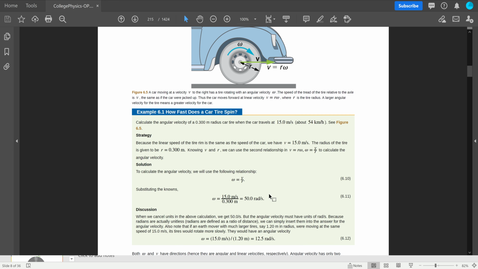So since we have a linear velocity of 15 meters per second, and we have the radius, we really just have to plug into this equation here. So we have 15 meters per second over 0.3 meters, and that gives us 50 radians per second. We have to say radians because we are talking about an angular velocity in a circular path. So this one's pretty straightforward.